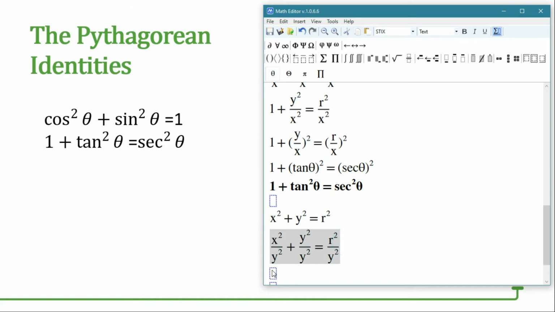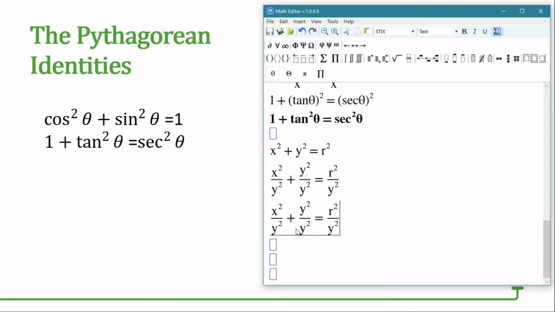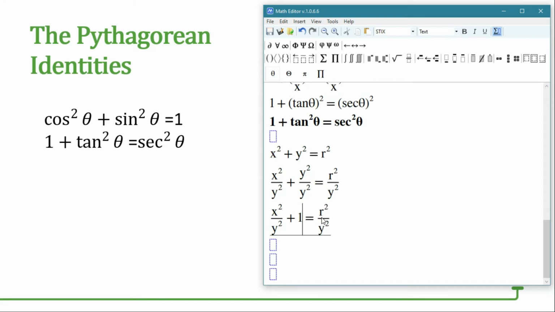So we have down there x squared over y squared plus 1 equals r squared over y squared. And what we're going to do is to represent this as the square of x over y, plus 1 equals the square of r over y.